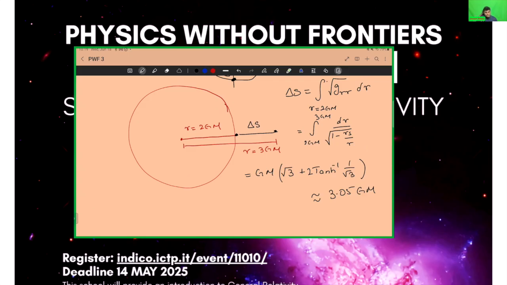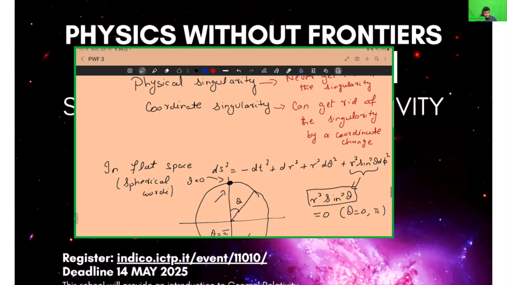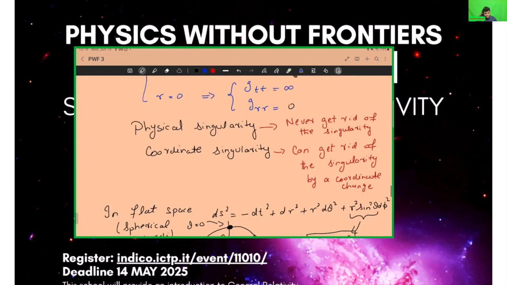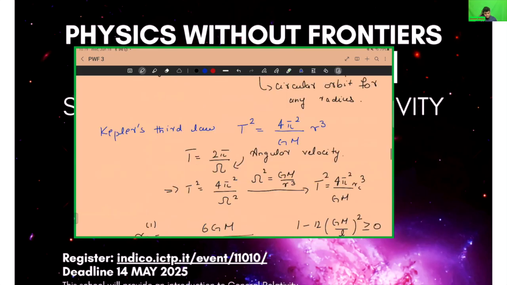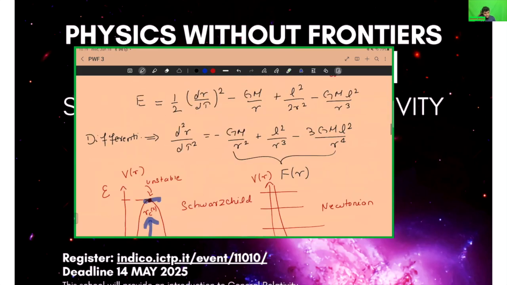Okay. There is one more way in which you can see that there is nothing wrong at the event horizon. If you go back and look at the potential or the force, if you look at this force formula, you can see that there is nothing wrong at r equals 2GM.